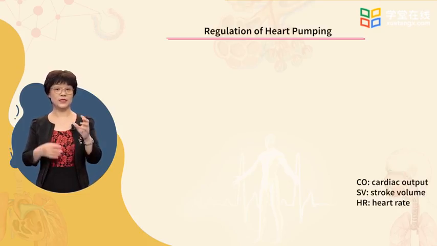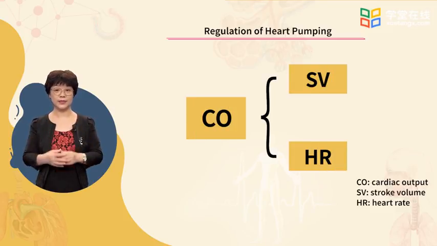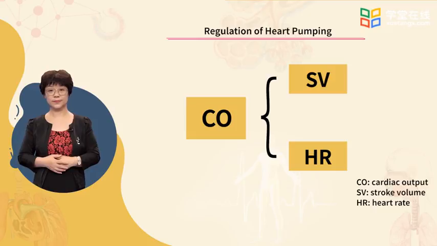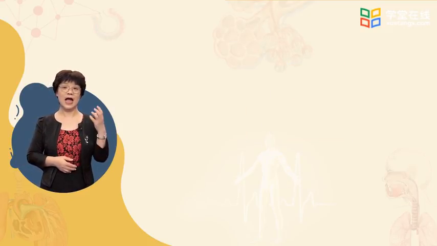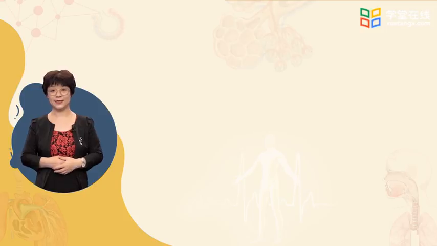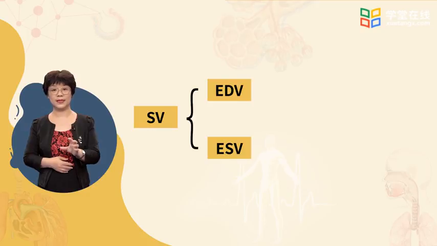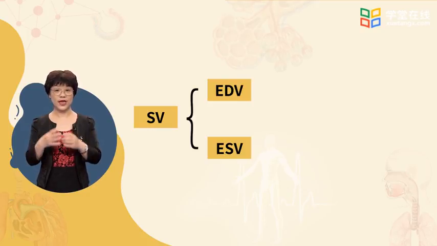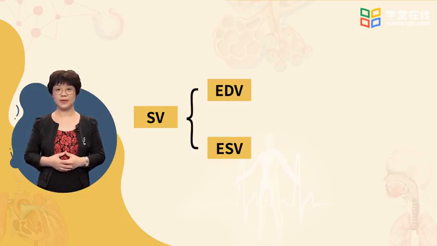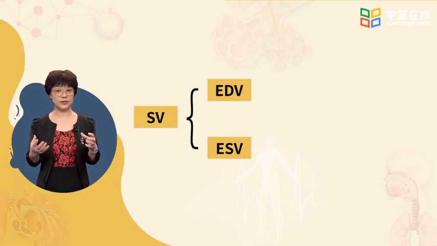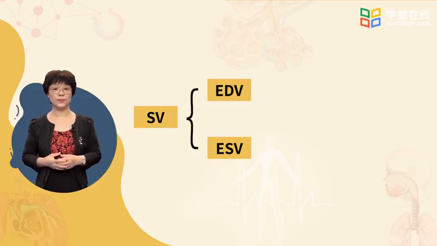Since cardiac output is the product of stroke volume and heart rate, anything that changes stroke volume and heart rate would alter cardiac output. First, let's see how stroke volume is regulated. Stroke volume is the difference between the volume of blood in the ventricle before contraction, that's the end diastolic volume, EDV, and the volume remaining in the ventricle after contraction, the end systolic volume, ESV.